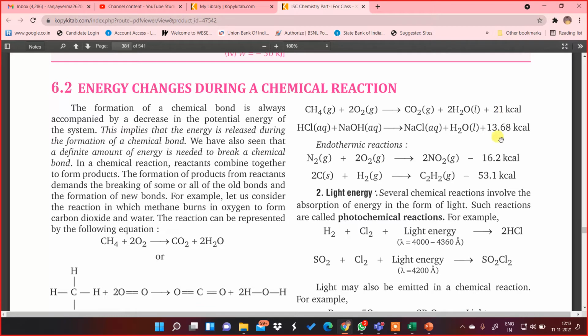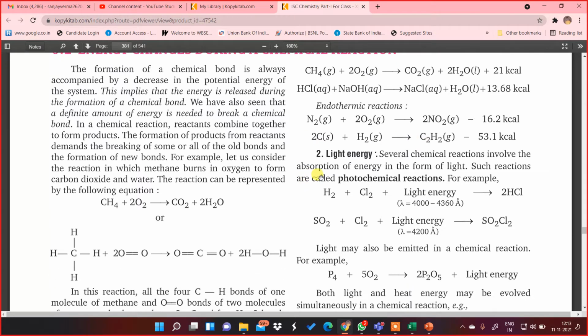But if you look at the case of endothermic reactions, in order for nitrogen and oxygen to combine, we need to provide so many kilocalories of energy so that they combine. Same thing goes for the formation of ethane. We need to provide 53.1 kilocalories of energy so that carbon and hydrogen combine to form ethane.